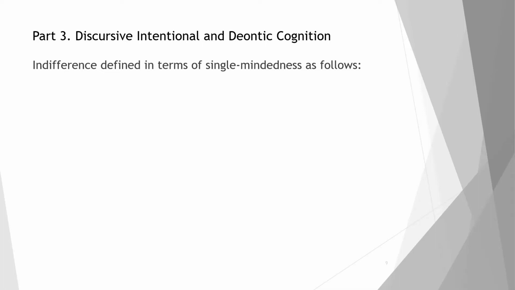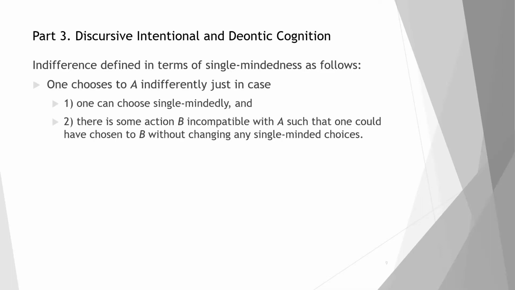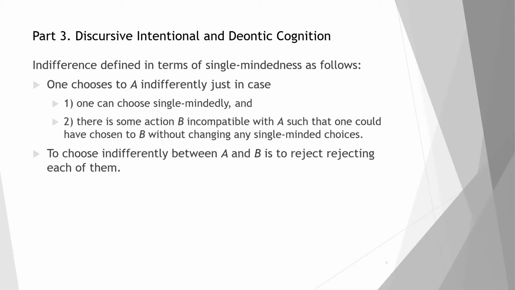The choice to A is indifferent just in case there's some action B incompatible with A, such that you could have chosen B without changing any of your single-minded choices. So if I think I ought to dress professionally, and I choose indifferently between A and B, that is rejecting each other. So rejection in this sense iterates in a way that's like negation.